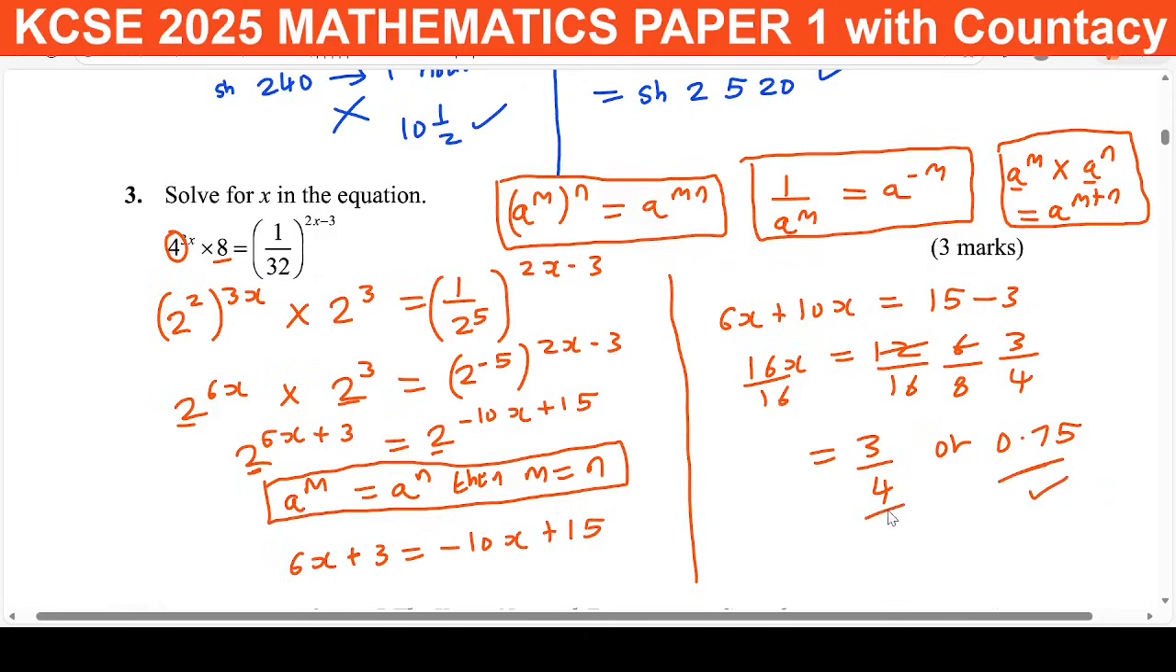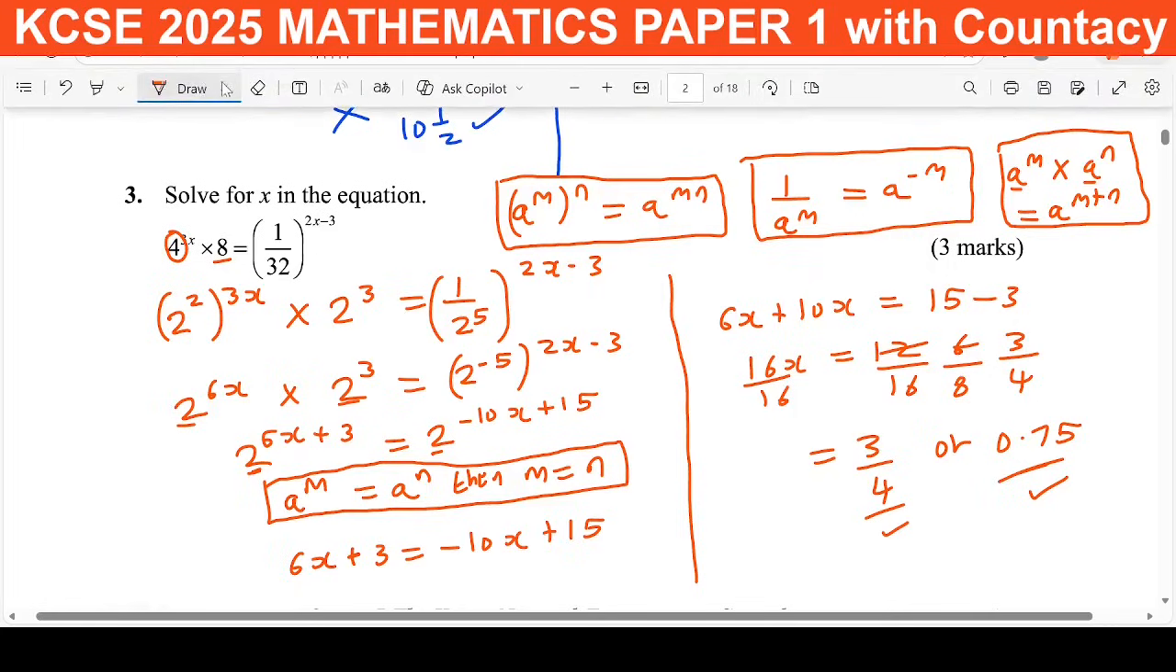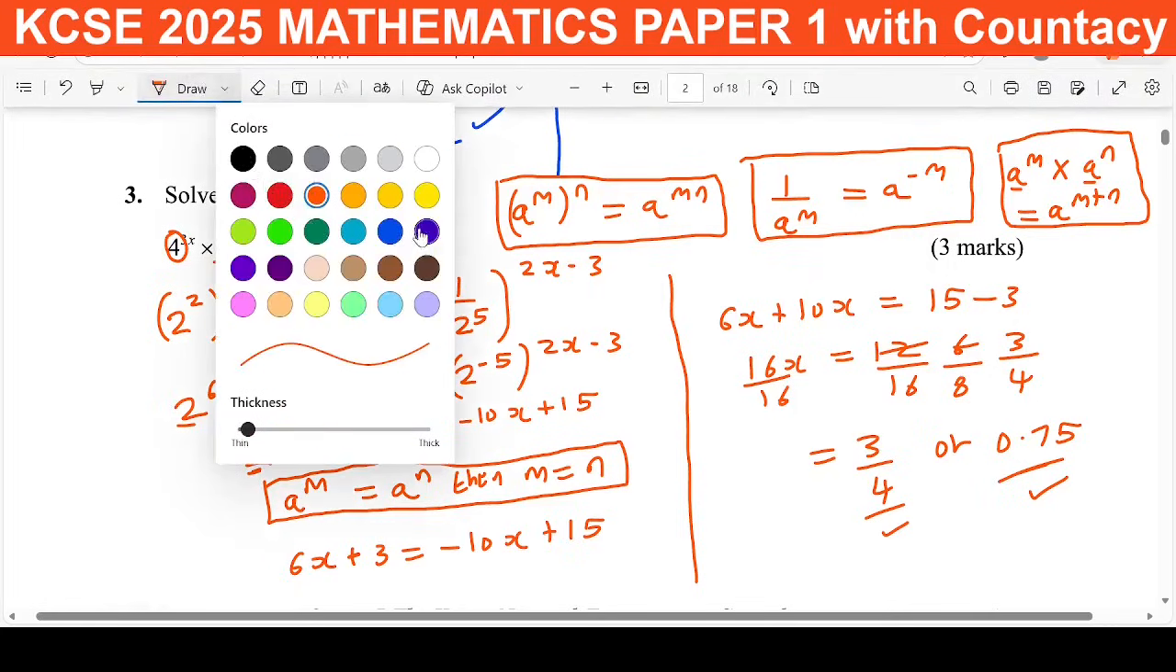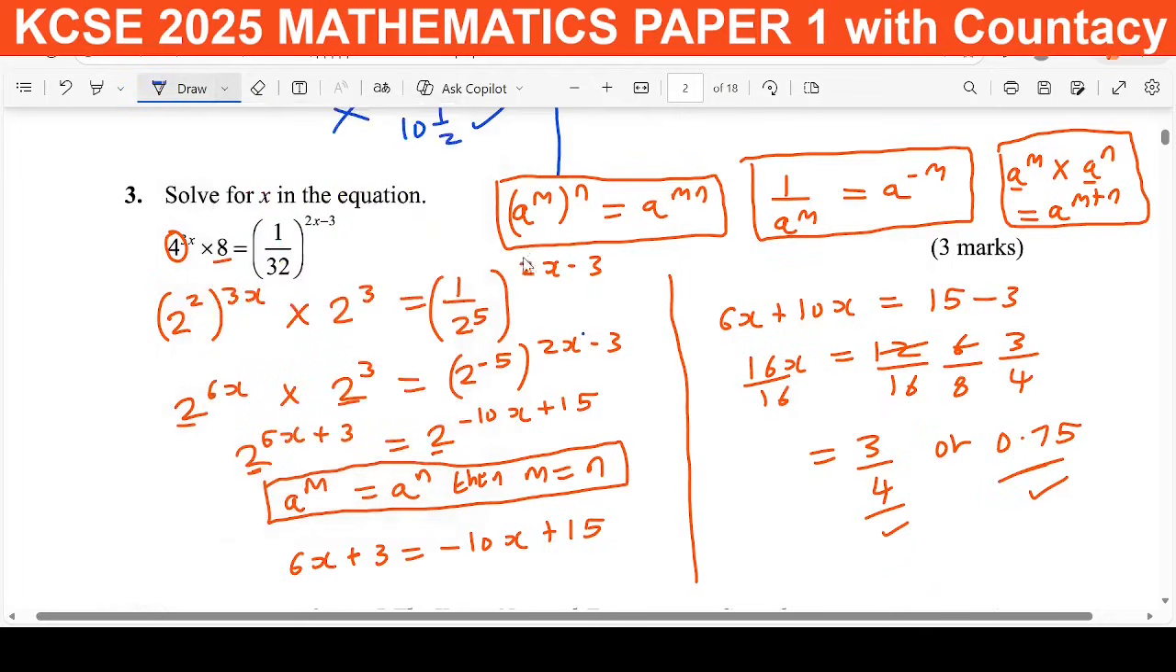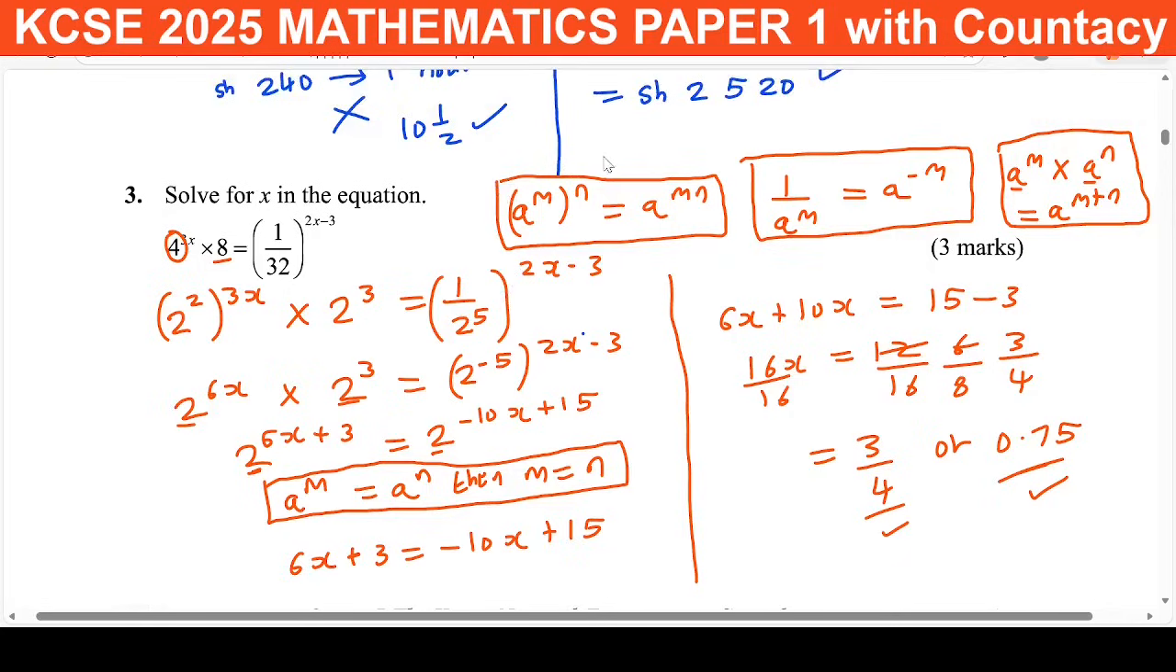If you give it as 3 over 4, that's also very correct, because it was not specified whether you should give your final answer in terms of a decimal or a fraction. So if it's not told, you can always leave it in either of them. But the most important thing here to note is this formula that is right here, and also this formula, and also this formula, and also how to apply that.